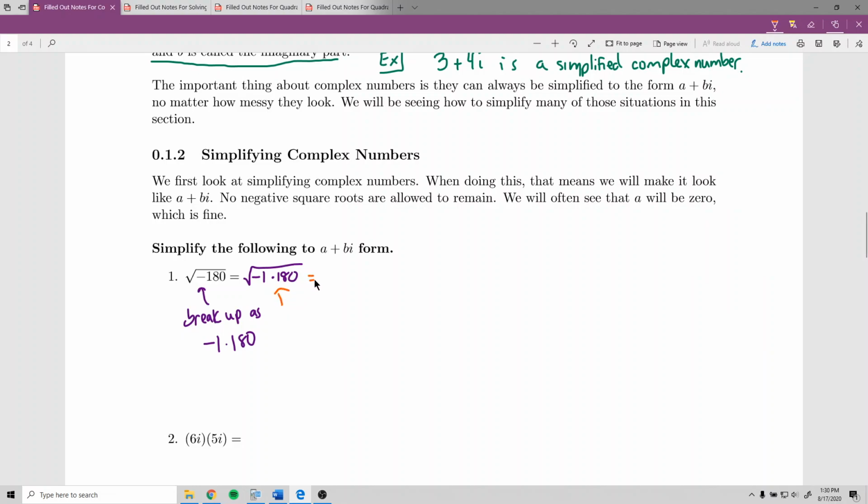And the reason we want to do that is now we can break up multiplications over square roots. You can do that with multiplication or division. This time we have multiplication. If you had addition or subtraction, that would not work. All right, so what I mean by break it up is we can do the square root of -1 times the square root of 180.